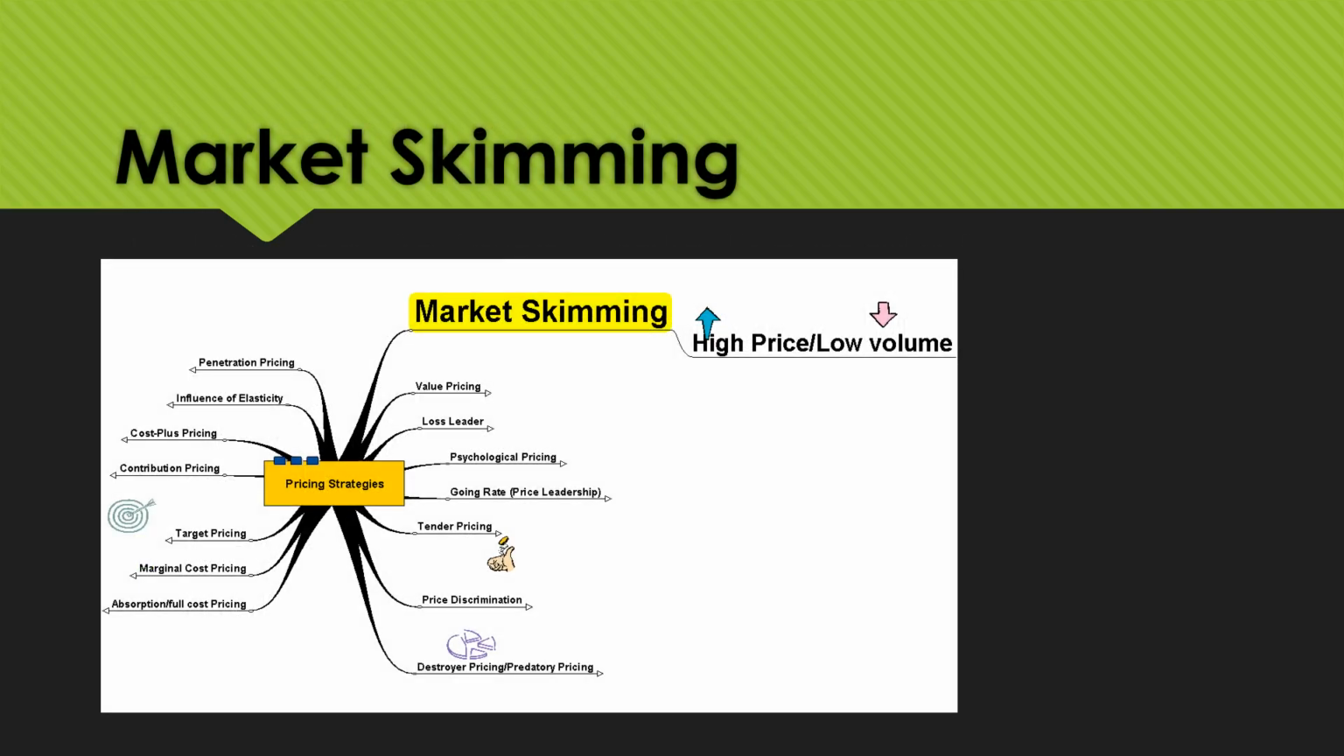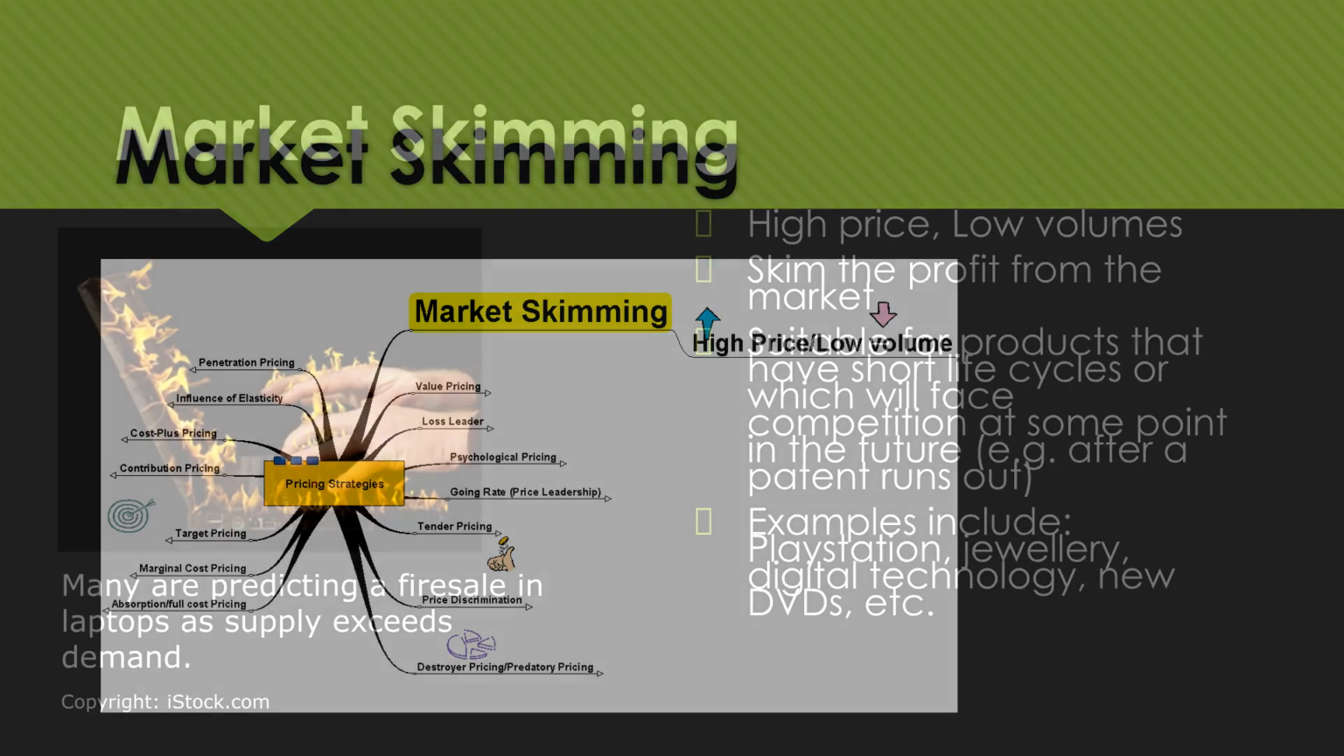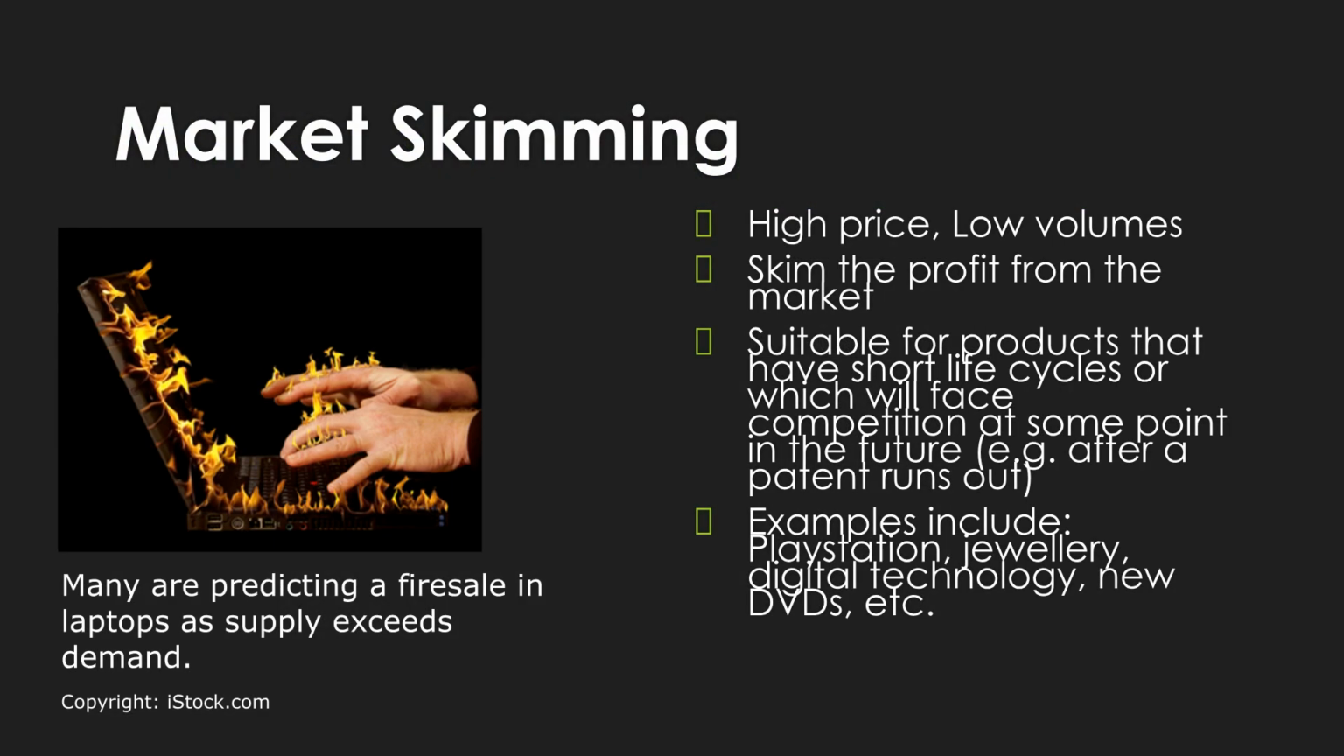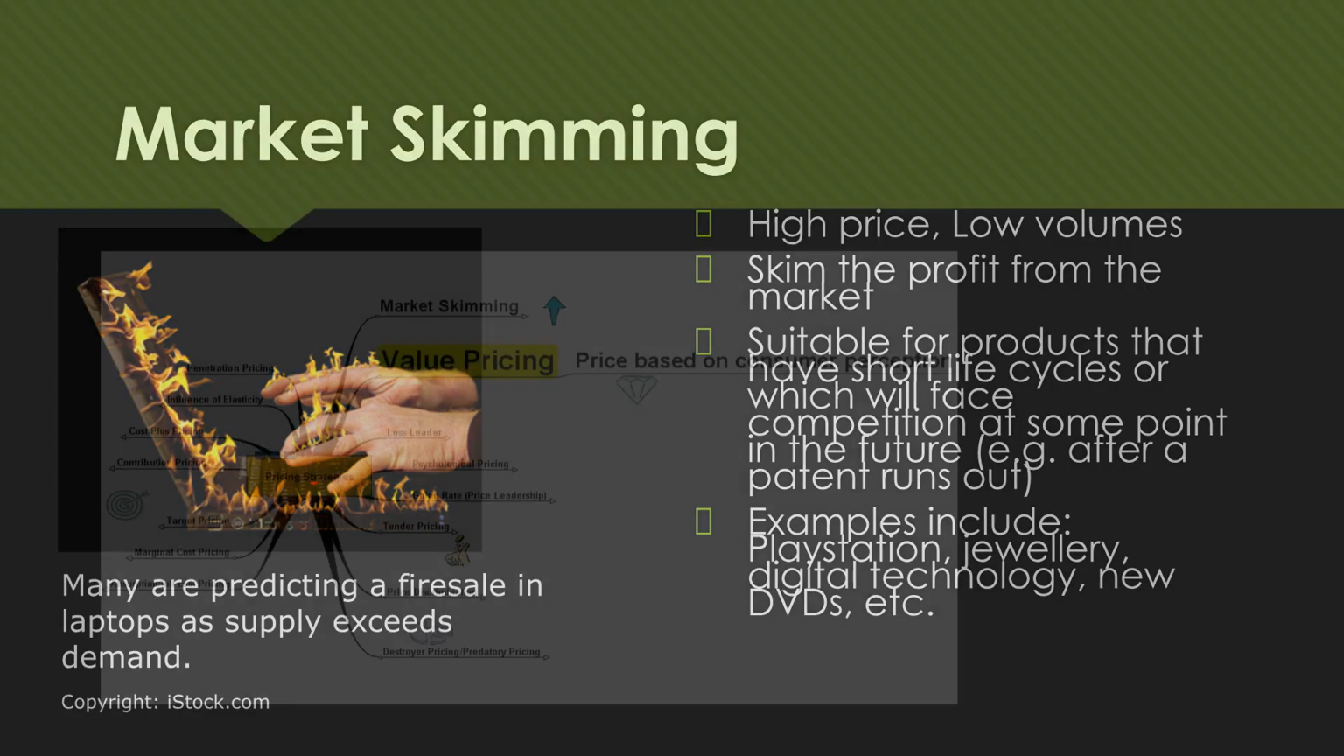In contrast, market skimming is a strategy where a company sets a high initial price to maximize revenue from customers willing to pay a premium. This approach is suitable for products with short life cycles or those facing future competition. Examples include new technology, gaming consoles, or jewelry, where you skim profits before lowering the price over time.